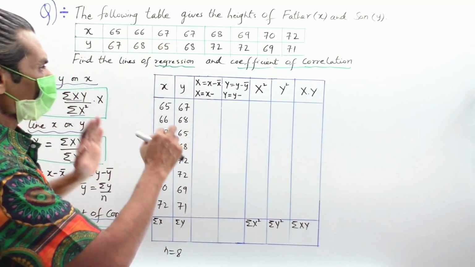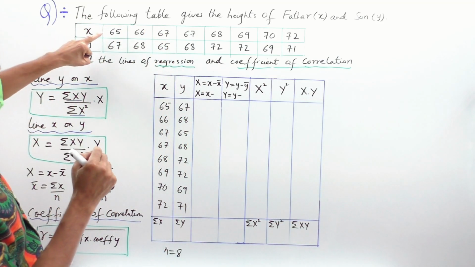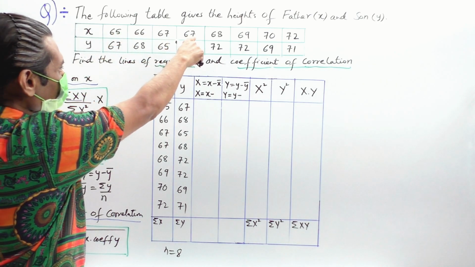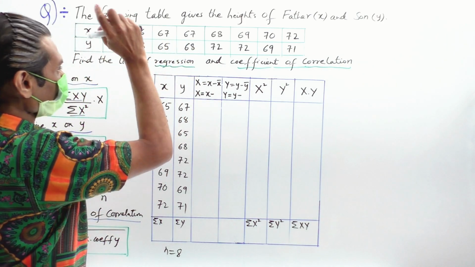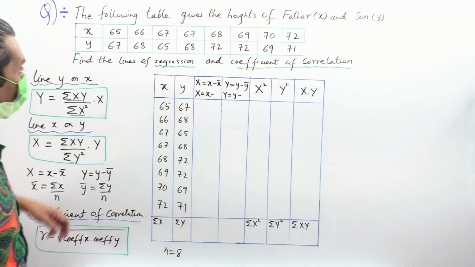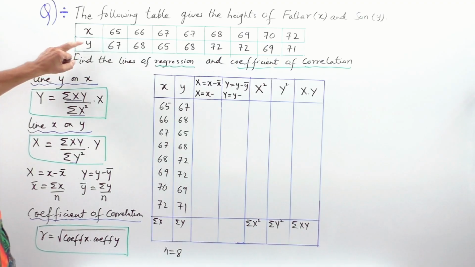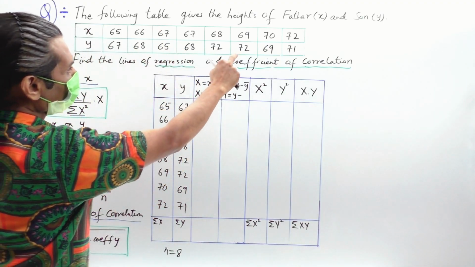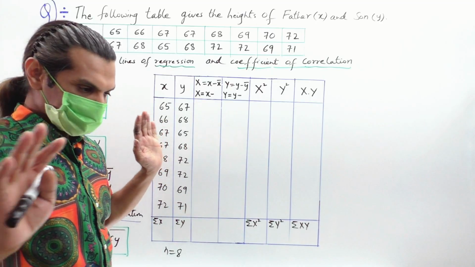So, see the values here. We have x: 65, 66, 67, 67, 68, 69, 70, 72. And the values of y, that's n, are 67, 68, 65, 68, 72, 72, 69, 71. Perfect. Be careful here.